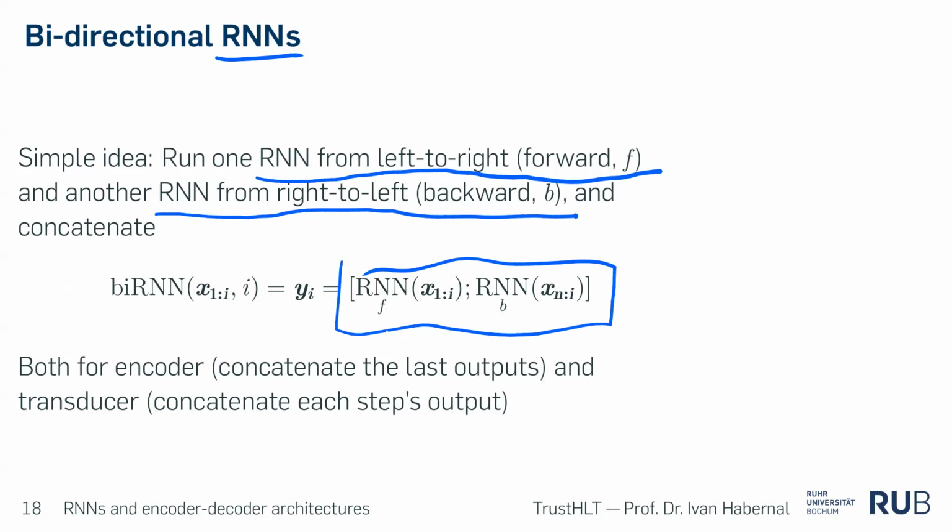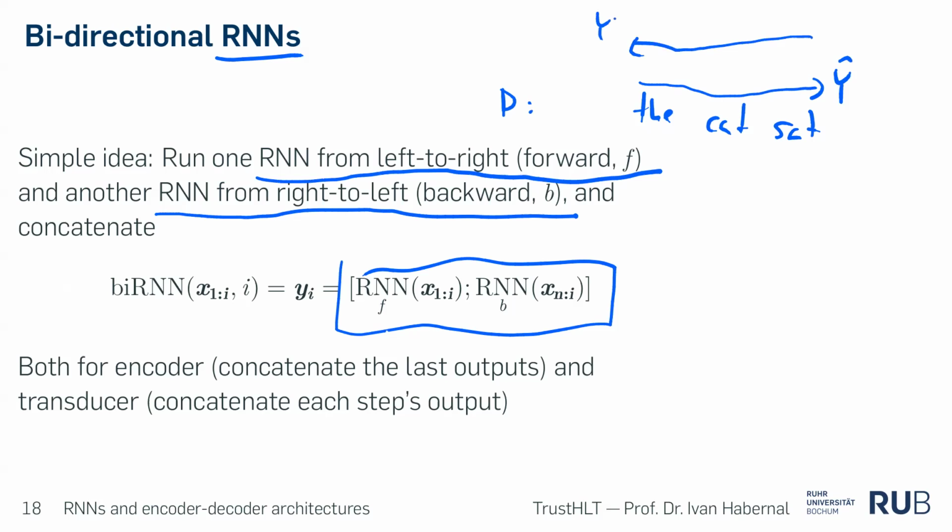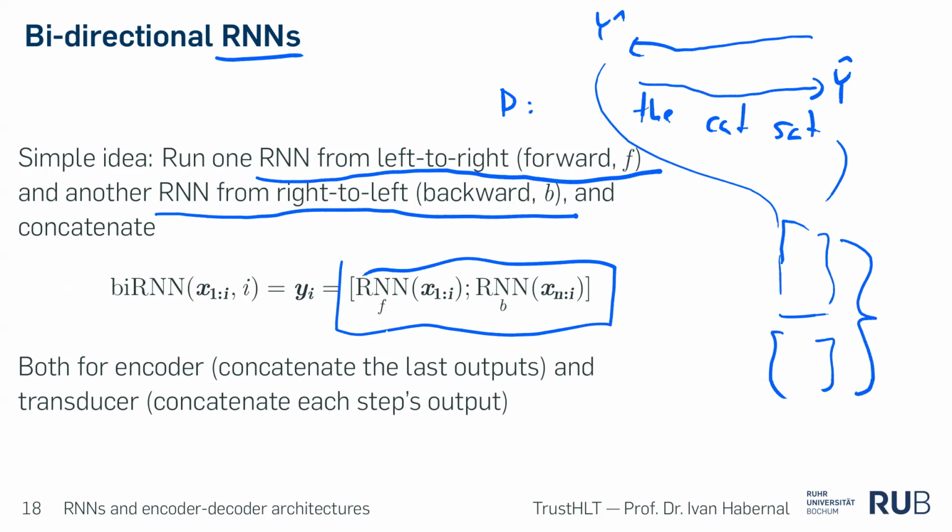If you have the full document already, say "the cat sat", which is a positive sentiment because cats are cute. This is not really an example for sentiment analysis, but let's say it were. Then you would run left to right and have the vector here, and also run the RNN right to left and have another vector here. Just take these two and concatenate them together, and this would be your final vector for your prediction.